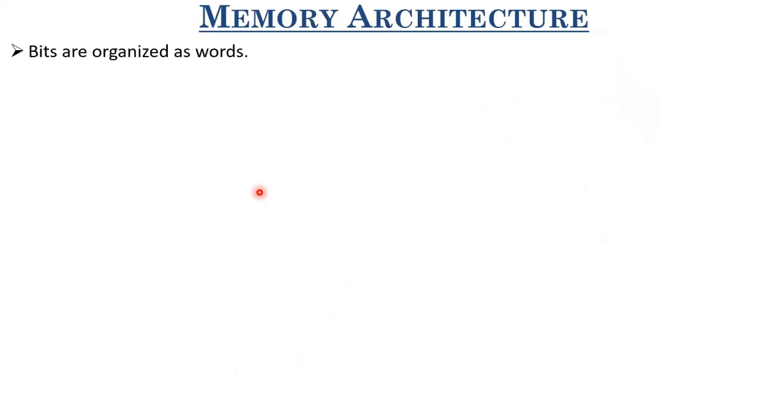So how large memories are organized is, first we organize different bits as words. You must have seen that different bits are organized as bytes. So 1 byte is 8 bits. Along the same lines, we organize these bits as words. Nowadays, you have a word size of 32 bits if you're using a 32-bit computer, or a word size of 64 bits if you're using a 64-bit computer.